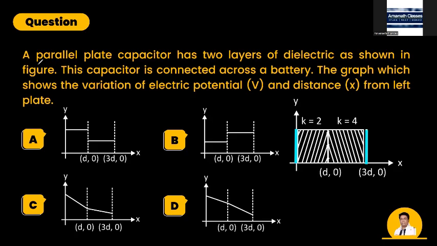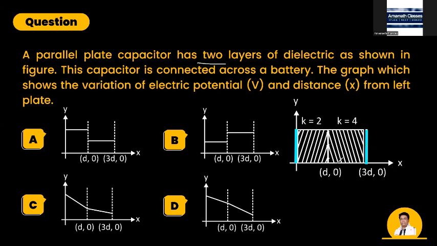That is another question. It says, a parallel plate capacitor has two layers of dielectric as shown in the figure. The capacitor is connected across the battery. The graph which shows the variation of electric potential with distance from left. So these are the capacitor plates, and up to D, dielectric constant 2, and from D to 3D, dielectric constant 4.